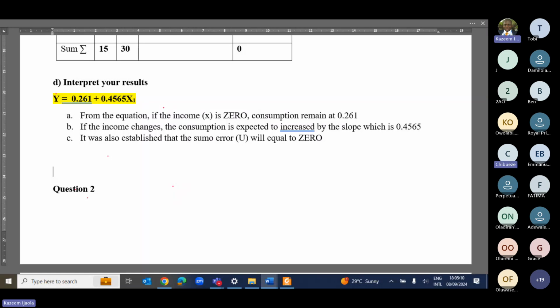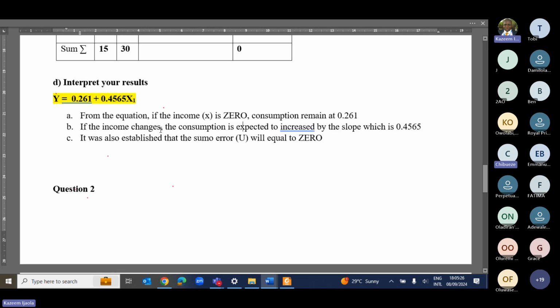On average, consumption will increase by that number. So in this interpretation, a unit increase in income increases consumption by 0.465 on the average. So it is very important.